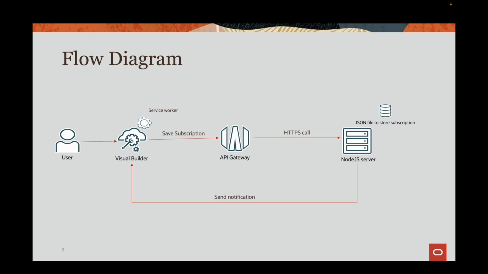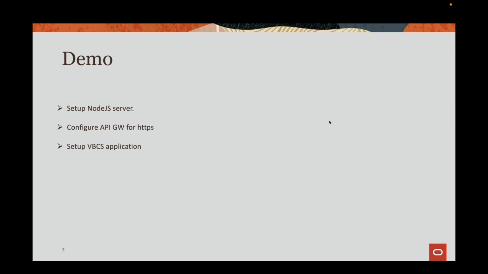To handle the subscription data, we will use a JSON file to store user subscription details. Here we can use a database to store that information, but this is just an example, so we will keep it simple. For the demo, first we will start with setting up the Node.js server so that we can store the subscription details and also send out the push notification. Second, we will configure API gateway so that our Node.js server can talk over HTTPS. And lastly, we will set up the VBCS application.